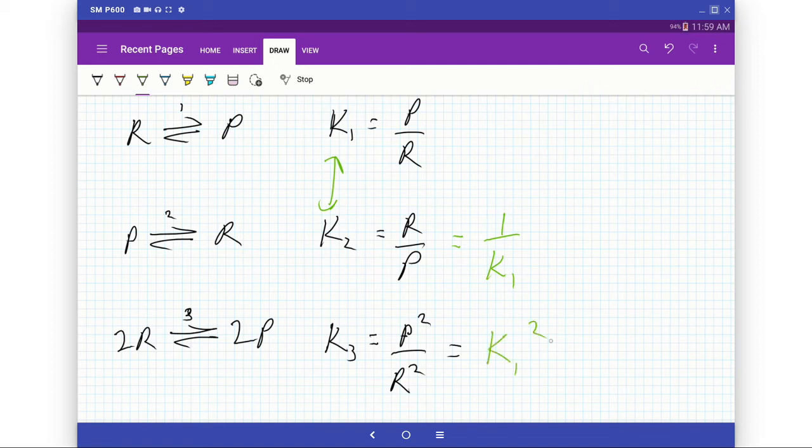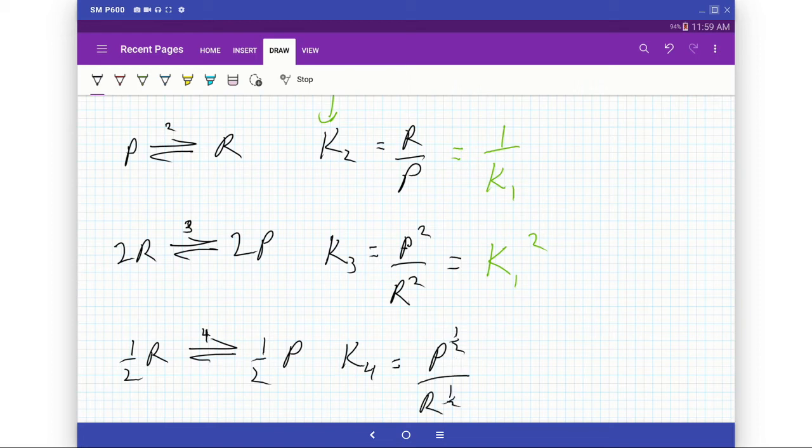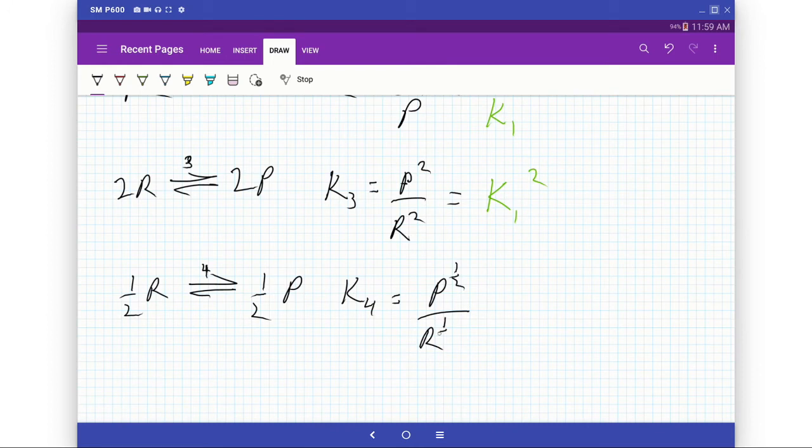Good. To do another one, I'm going to multiply through by 1/2, something else we commonly do. 1/2 R is in equilibrium with 1/2 P. Call that reaction 4. Equilibrium 4 is P to the 1/2 over R to the 1/2. And this would be equal to the square root of K1. Excellent. Square root of K1, or K1 raised to the power of 1/2.